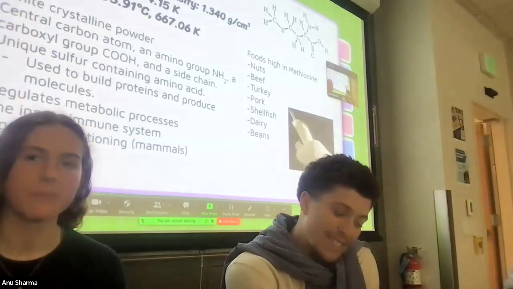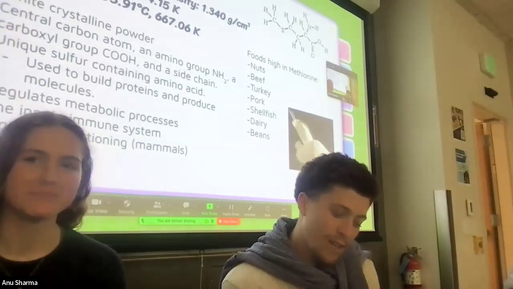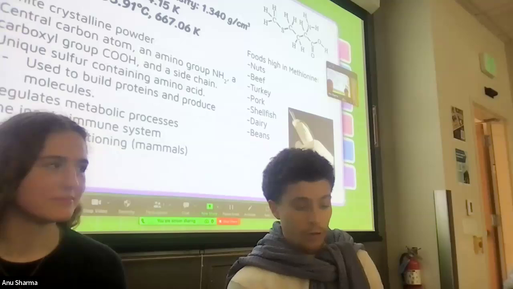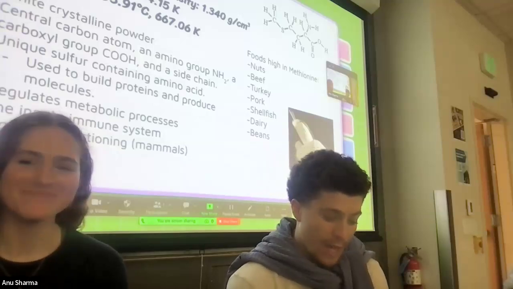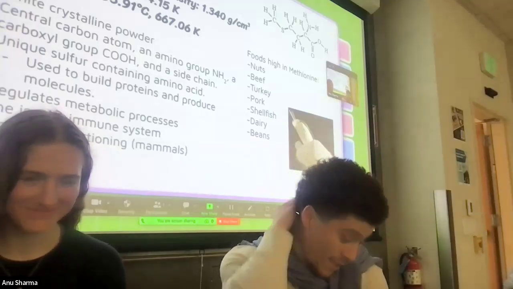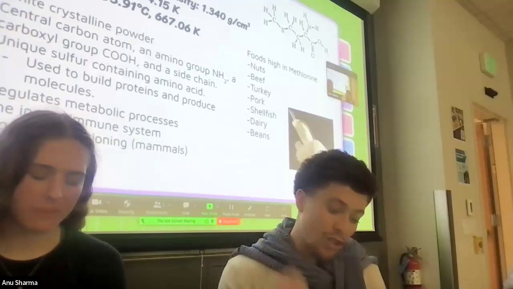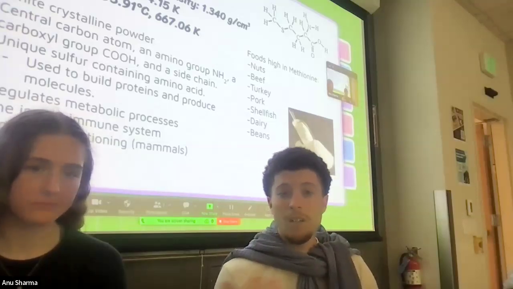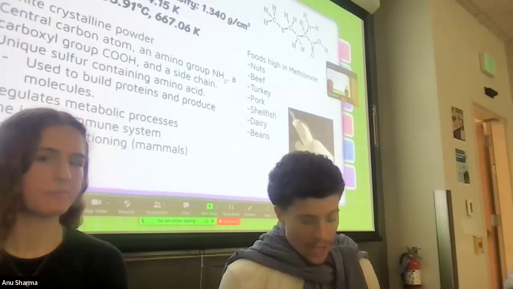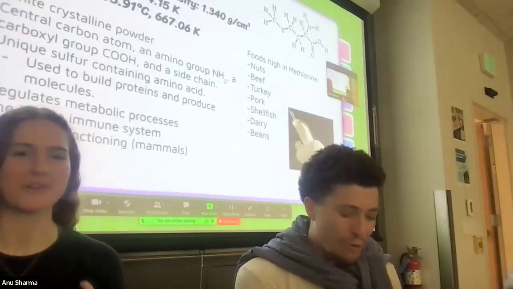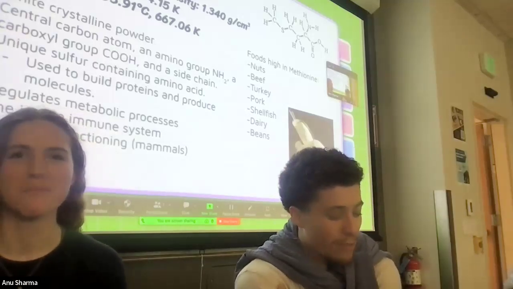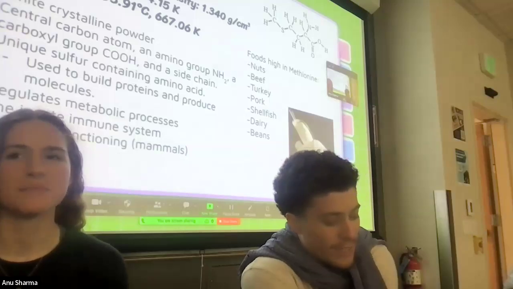Methionine has a central carbon atom, an amino group, a carboxyl group, and a side chain, and it's thought to help protect from damage caused by ionizing radiation on the body and the cells. The role of methionine on metabolism, oxidative stress, and disease.